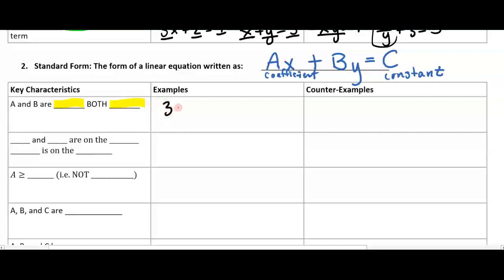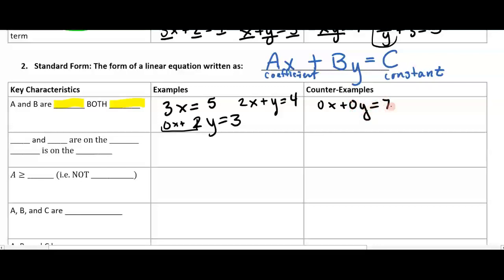So that could be just 3x equals 5. In other words, this is a y coefficient. I have 0 y's here. Or I could have 2y equals 3 and 0 x's. So we have a little hidden 0x added here. Or I could have 2x plus y equals 4. That would be fine also. Some things that would cause this to fail is if I don't have any variables. If it's 0x plus 0y equals 7, well, that's just 0 equals 7. It doesn't have any variables. It is not a linear equation in standard form.